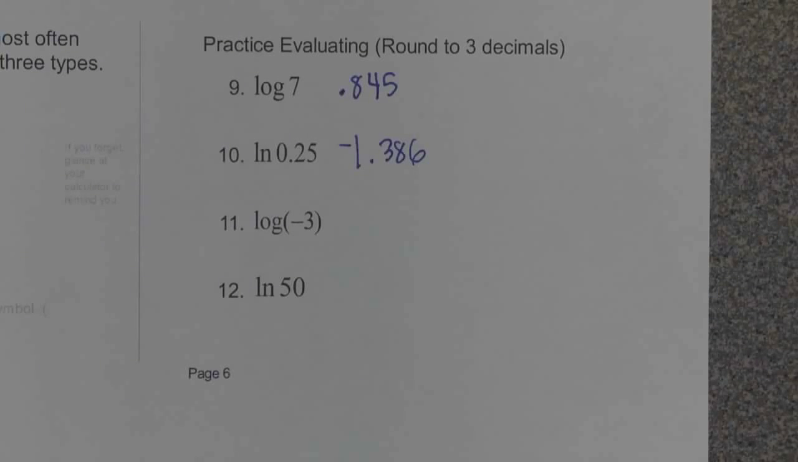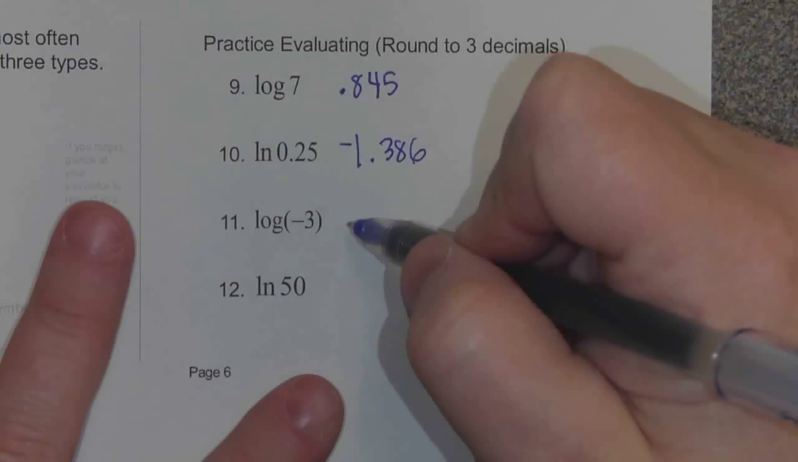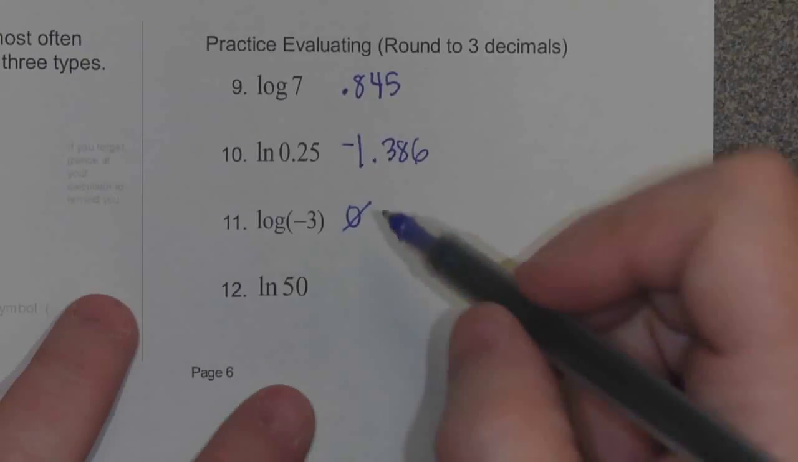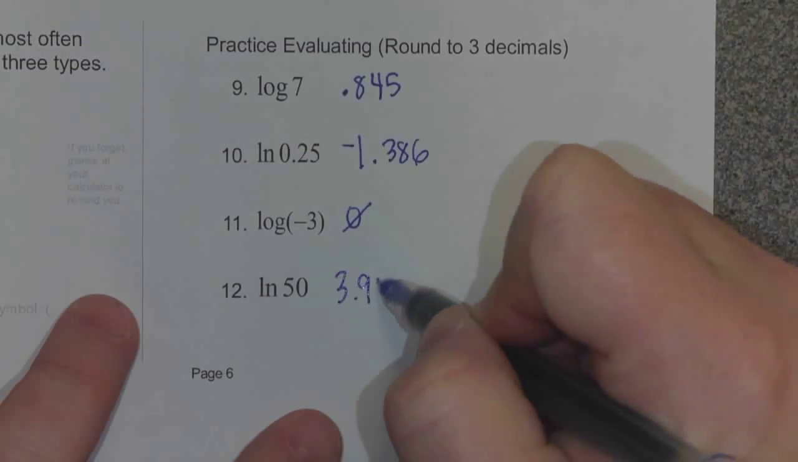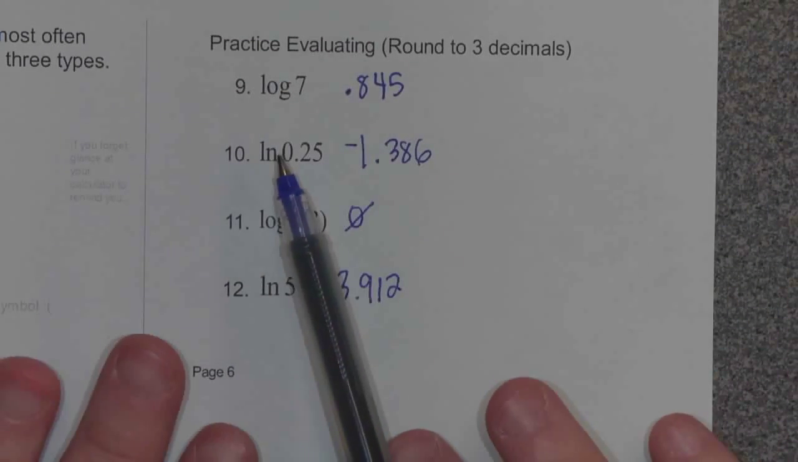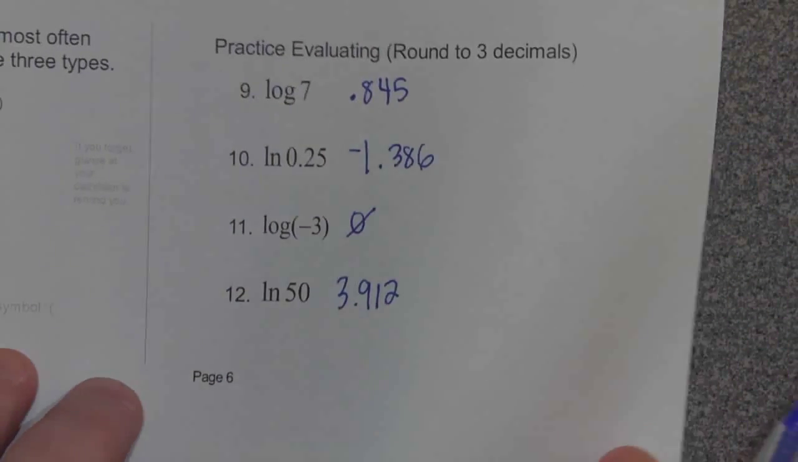What happened when you did the log of negative 3? That's a good question. Yeah, it gave you a domain error, right? And anytime we get a domain error, we know it's undefined. It means it's not possible to do. Okay. And then that last one, the ln of 50, 3.912, thank you. So calculator work if it's written in log or natural log form. Okay.